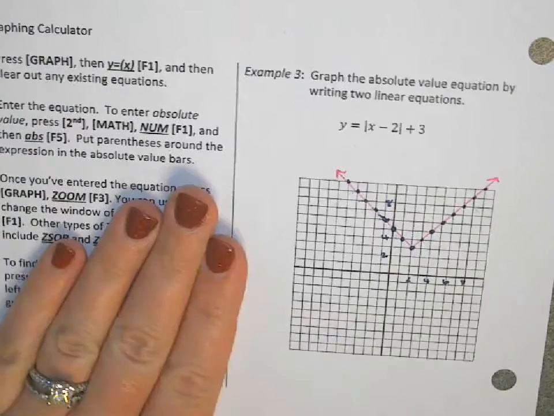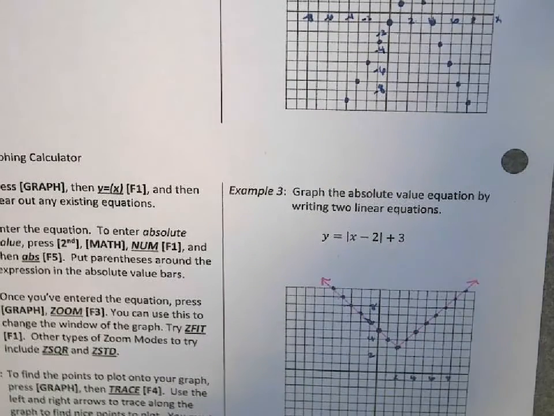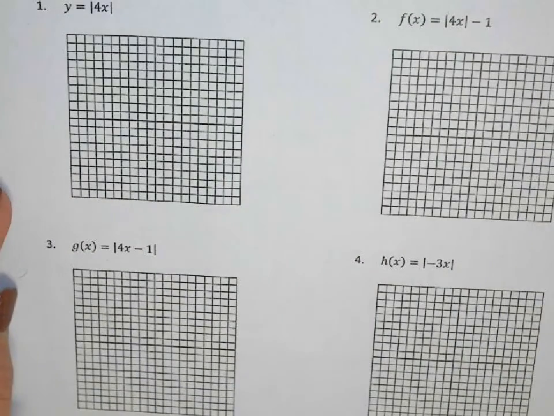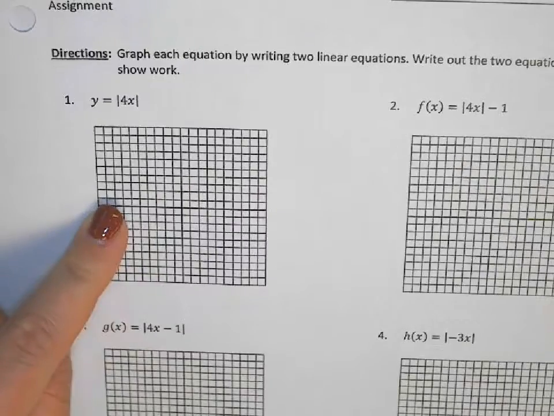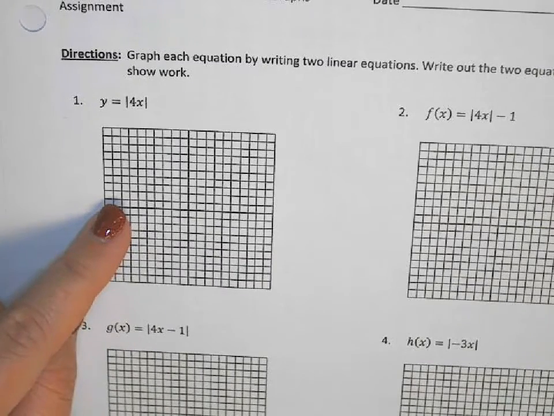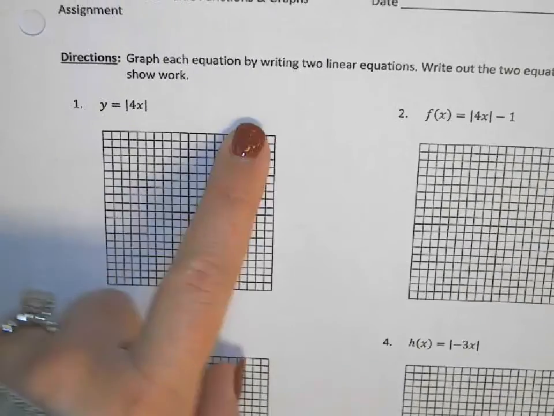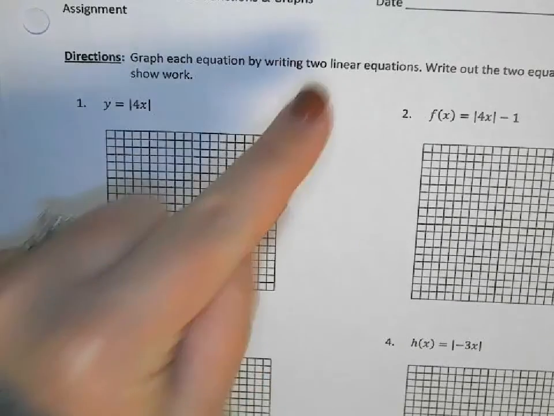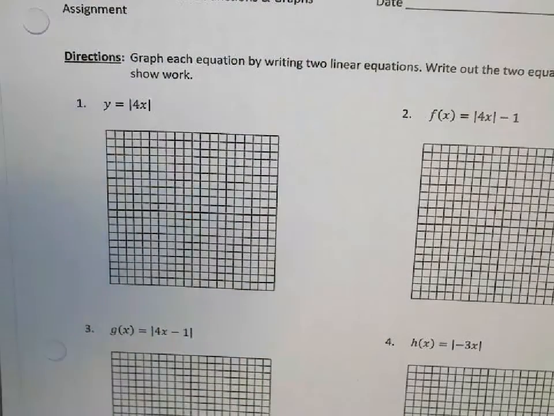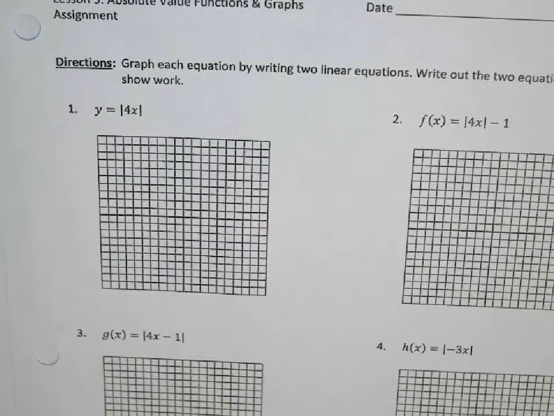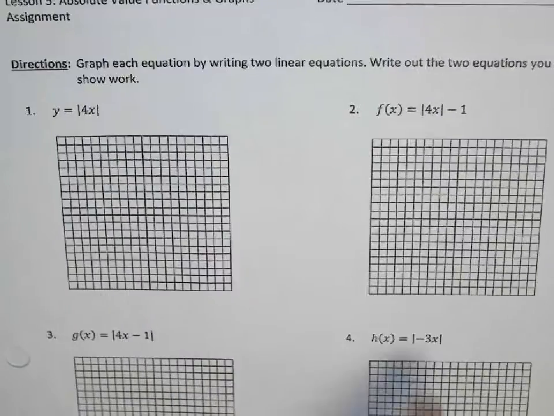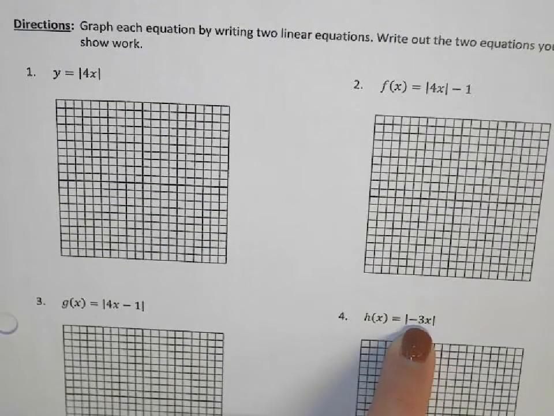So that's it for notes. The next page in your packet is your assignment. The first set of problems tell you to write 2 linear equations. So you're going to have to show your work, write out the two linear equations, plot all those points, and then remember, only connect either the top V or the mountaintop based on if there's a negative sign in front of the absolute value bars. And is that negative sign in front of the absolute value bars? No, it's on the inside of them, so that one would not count.